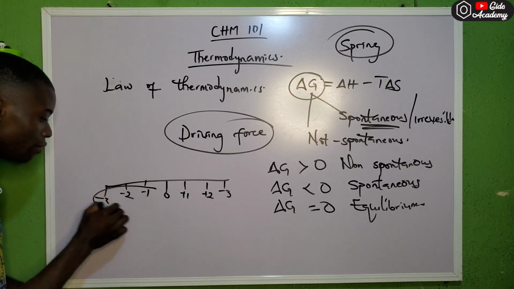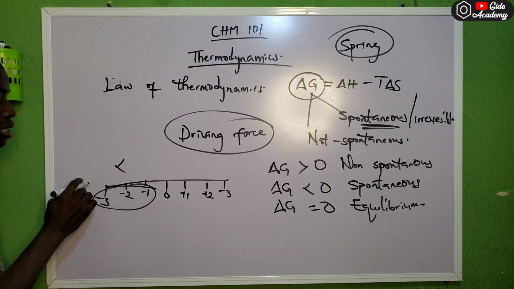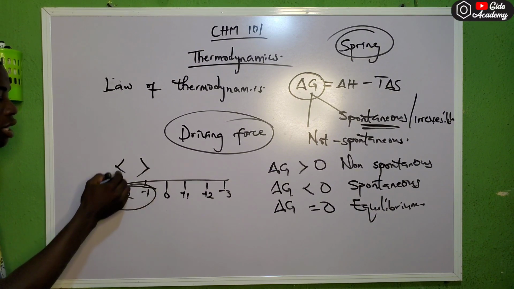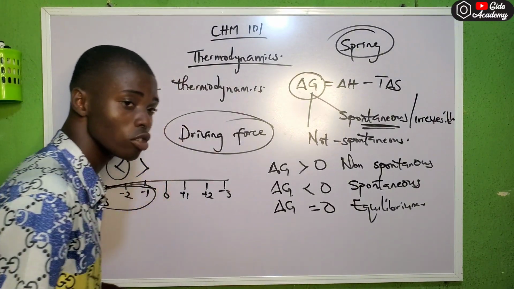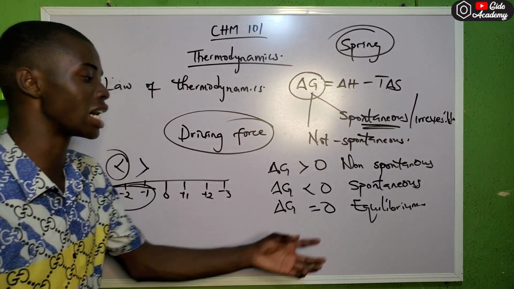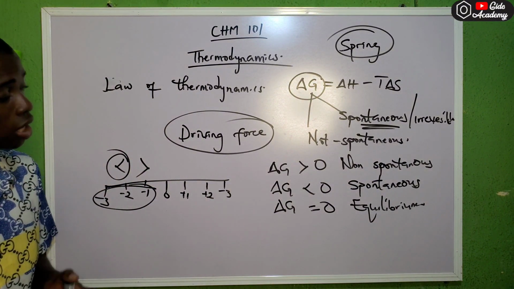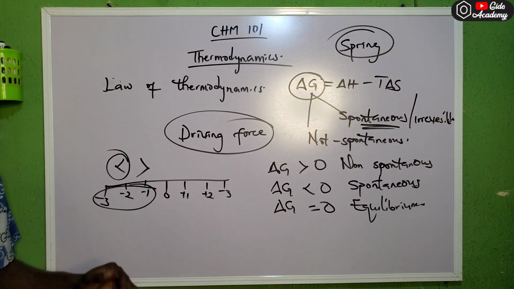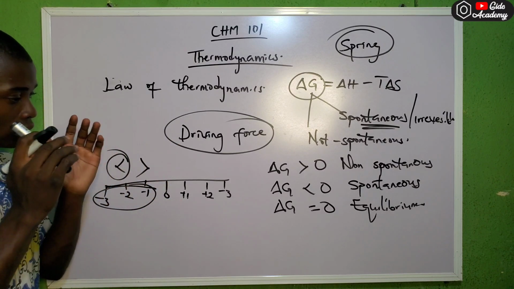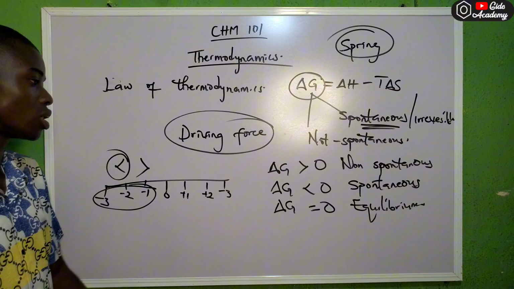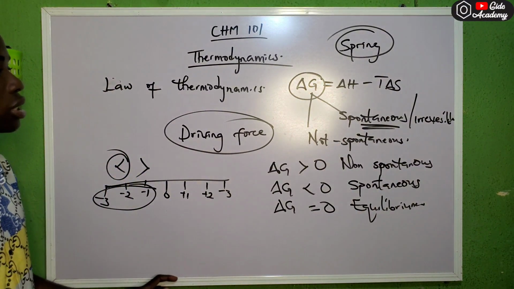If it is negative, the first thing that should come to your mind is: is it less than 0 or greater than 0? It is less than 0. So since it is less than 0, the reaction will still be spontaneous. That means it is irreversible. It can occur on its own. But if delta G is 0, the reaction is at equilibrium. While if delta G is 1, 2, 3, up to 10, your reaction is non-spontaneous. So please take note of this.